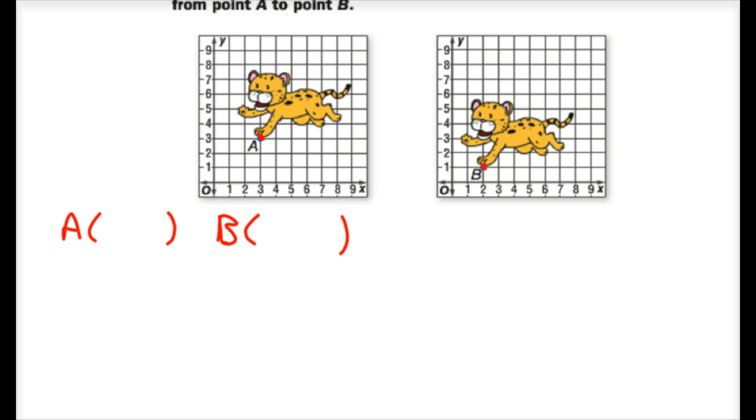Miss Henning, what's the coordinates of point A? 3, 3. That's what I got. Okay. Callie, what are the coordinates of point B? 2, 1. Very good.